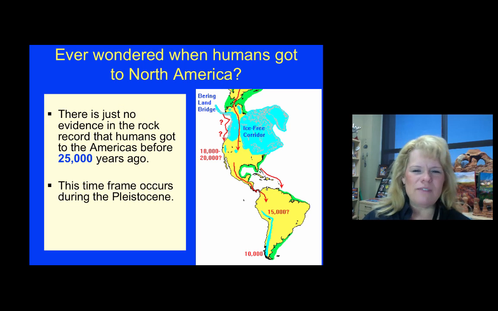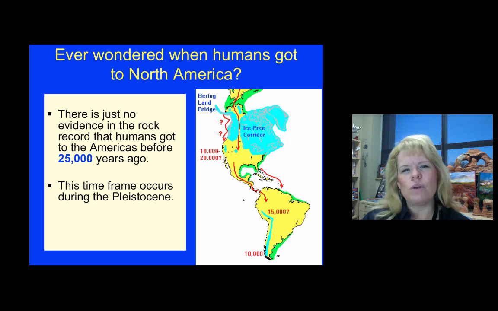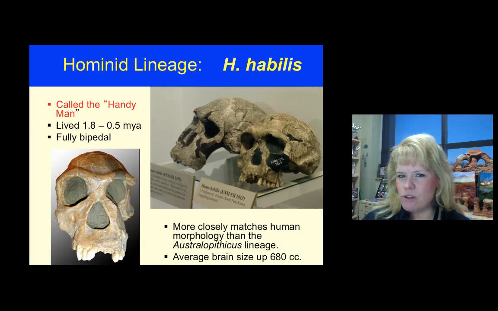So we know about 25,000 years ago that there's just no evidence in the rock record, even in archaeology, that humans got to the Americas before 25,000 years ago. But starting around 20,000 to 18,000 years ago, we know for sure that humans were here. We find their artifacts that date back that far. So that puts us right smack dab during the Pleistocene.